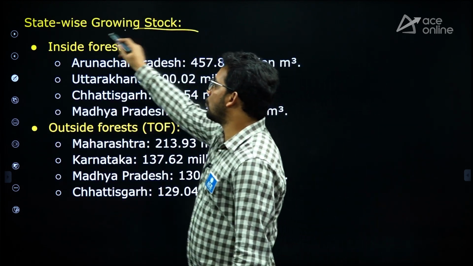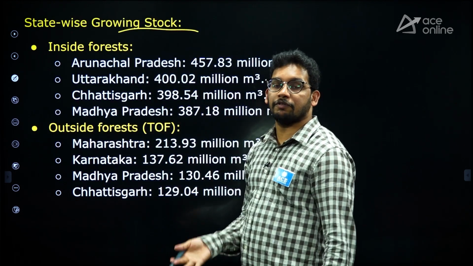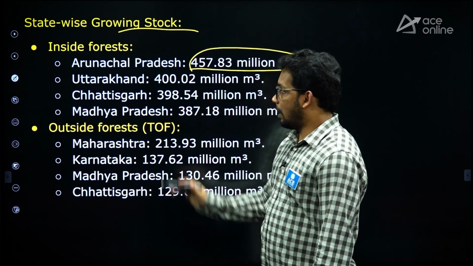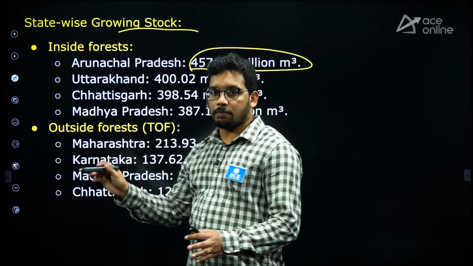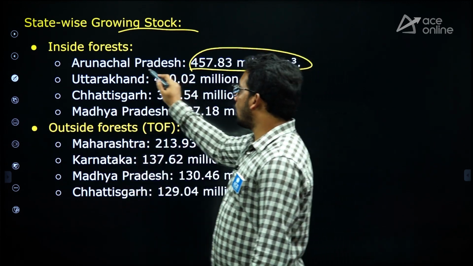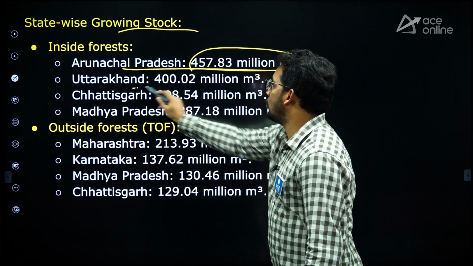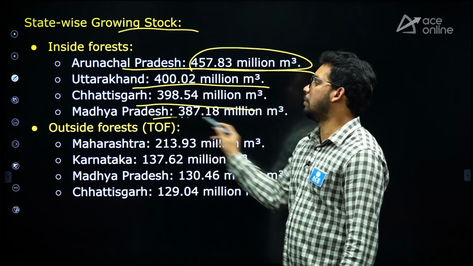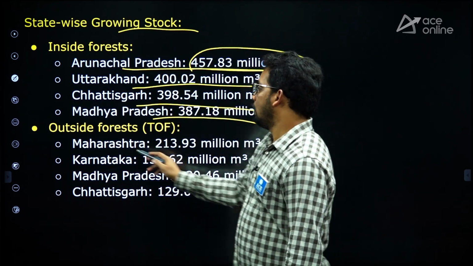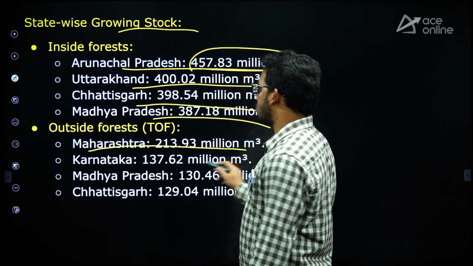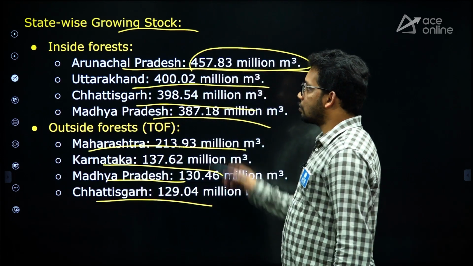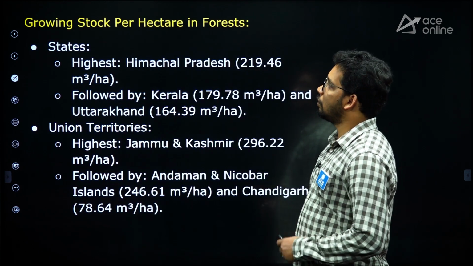Now state wise growing stocks. Inside forest, which states has increased more? Which has the highest? I am repeating again. The growing stock means the total volume of the wood. Inside forest, Arunachal Pradesh has the highest, followed by Uttarakhand, then Chhattisgarh, then Madhya Pradesh. Whereas outside forest, that means trees, tree cover, volume, that is Maharashtra has highest, followed by Karnataka, Madhya Pradesh and Chhattisgarh. So these three things also you have to remember.